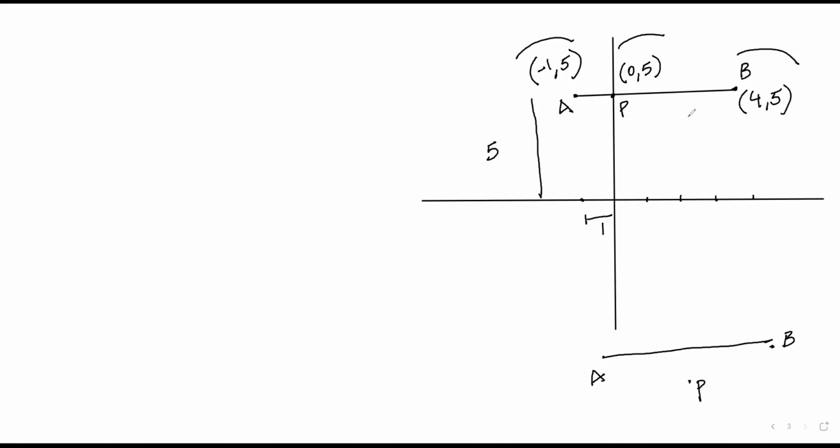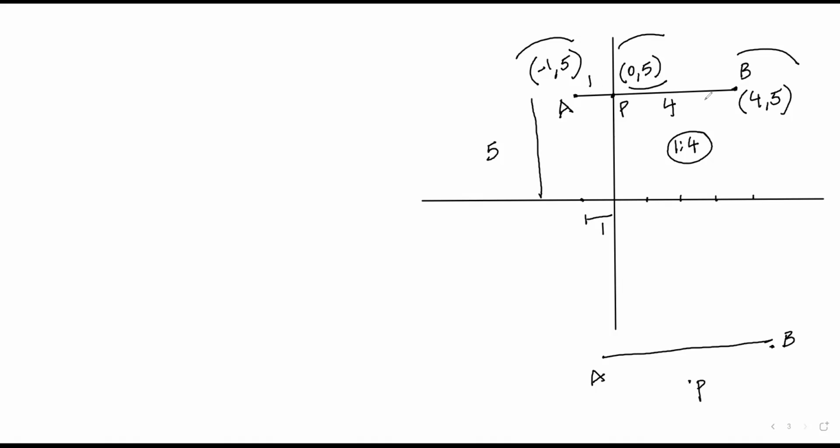Actually, this is 1 and this is 1, 2, 3, 4. So 1:4. The ratio is 1:4. We will try to find out this ratio by section formula. Now, what is the question? The question is, line AB coordinates are given. The coordinates of P are also given, 0, 5. We want to find out in which ratio point P is dividing AB line internally.